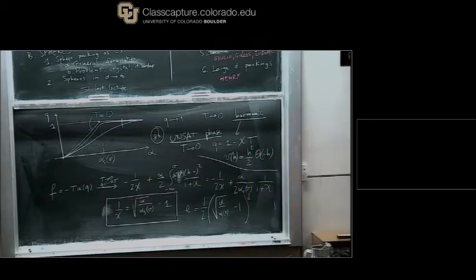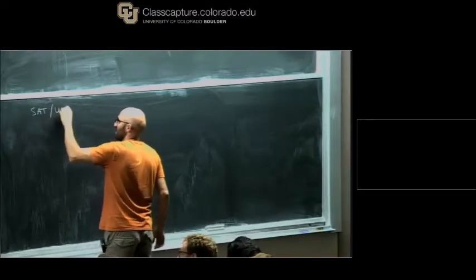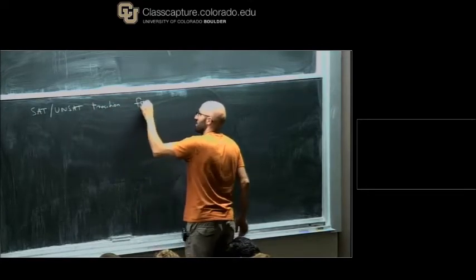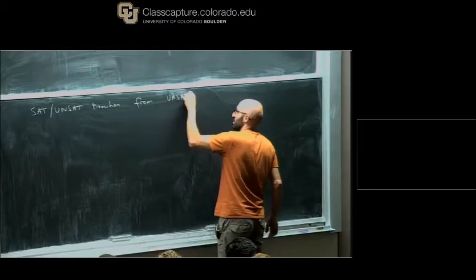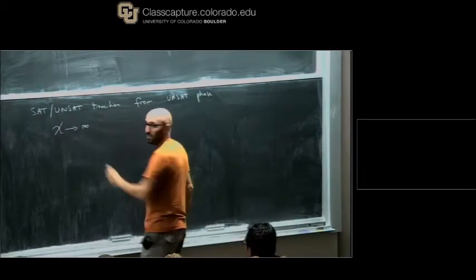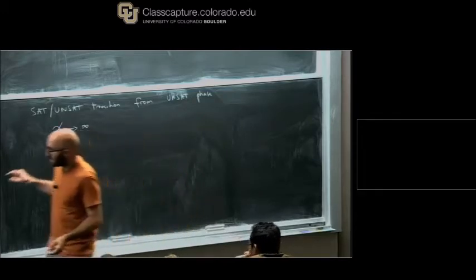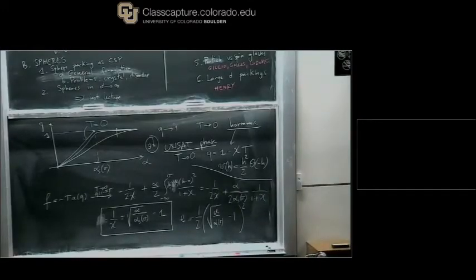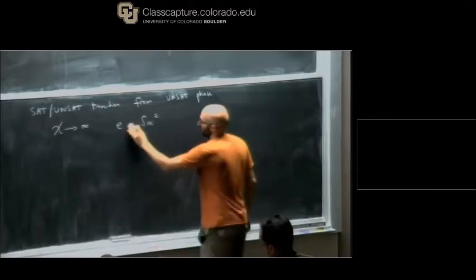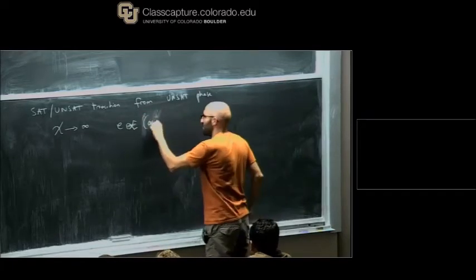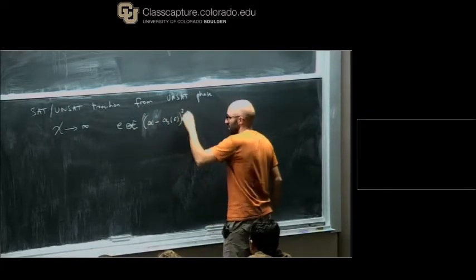Okay? So when I approach the unsat transition from the unsat phase at 0 temperature, chi is going to diverge, and the energy, which is this expression, is going to go to 0 like delta alpha squared, proportionally to delta alpha squared, where delta alpha is alpha minus alpha s of sigma, squared. Okay?